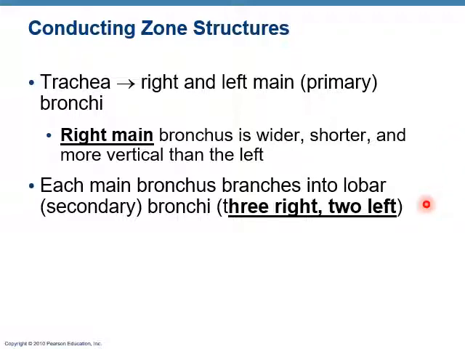All right, and then from there, the main or primary bronchi branch off into smaller ones. And in this case, there are 2 on the left and 3 on the right. What does that go along with? 2 lobes on the left, so there's 1 secondary branch that goes to each lobe on the left. And there are 3 on the right. There's 1 secondary bronchus that goes to each lobe on the right. And then from there, you're going to get even smaller.